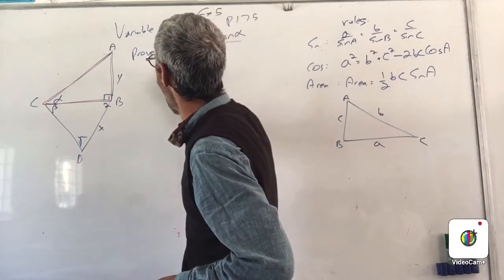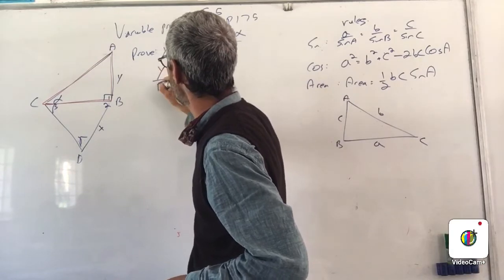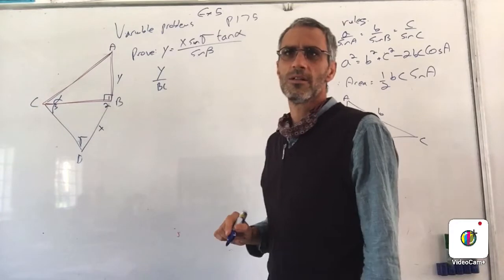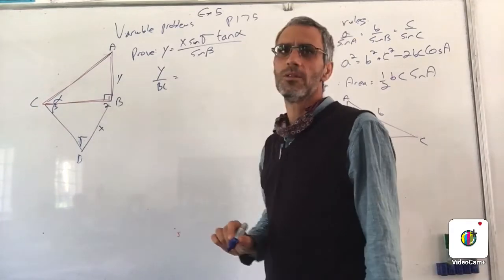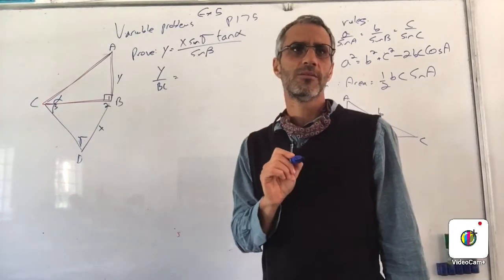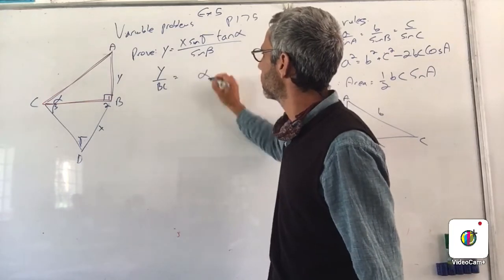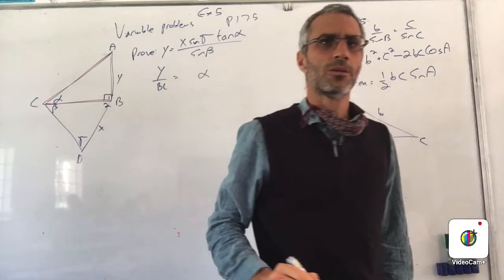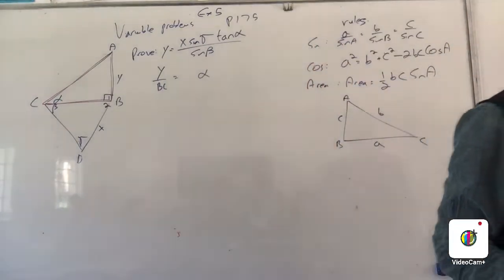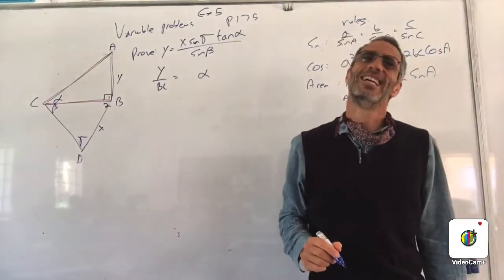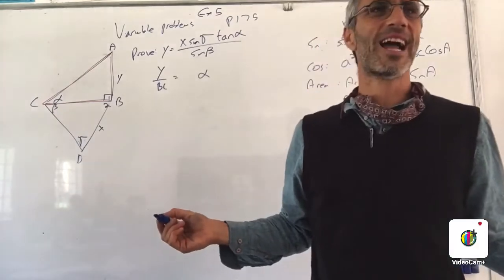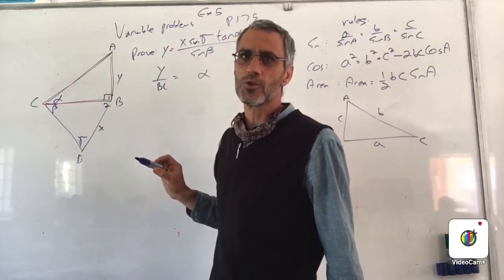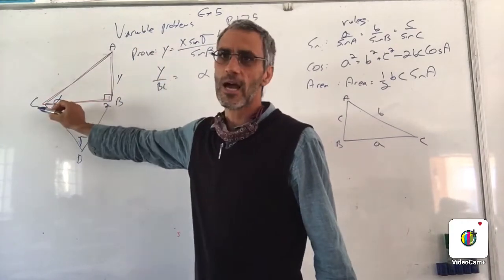If I wrote y over BC, y over the line BC, what is that equal to in terms of alpha? Something to do with alpha. Y over BC. Sin alpha? Is it sin? Cos alpha? Is it cos? Tan. It has to be tan, but why is it tan? What is the hypotenuse here? Which line is the hypotenuse? AC. AC is the hypotenuse.